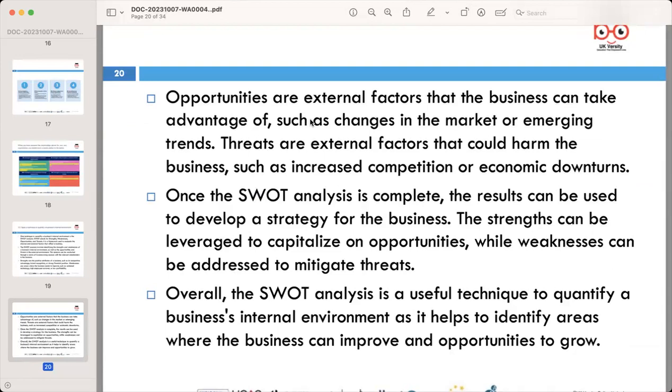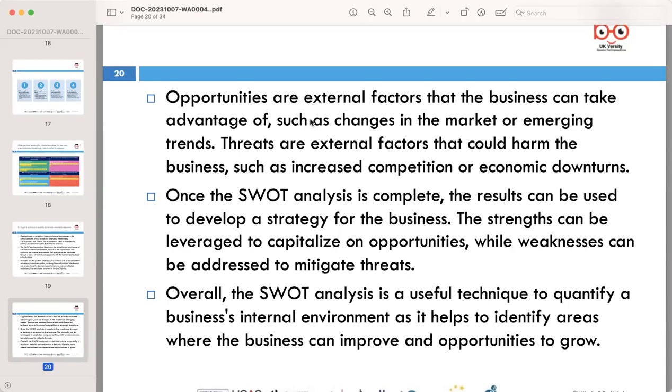Okay. So here, opportunities are external factors that the business can take advantage of, such as change in the market or emerging trends. Threats are external factors that could harm the business, such as increased competition or economic downturns. Once the SWOT analysis is complete, the result can be used to develop a strategy for the business. The strengths can be leveraged to capitalize on opportunities, while weaknesses can be addressed to mitigate threats.